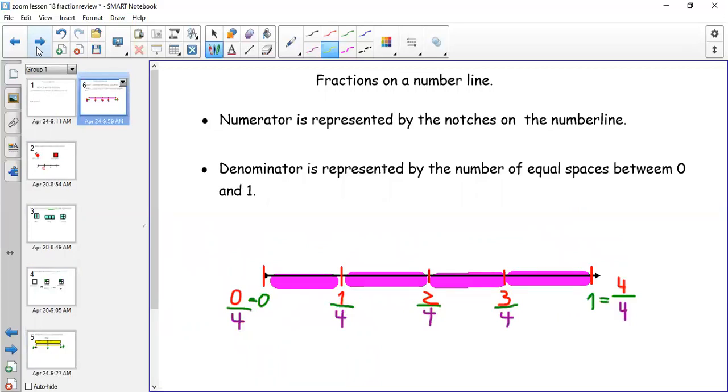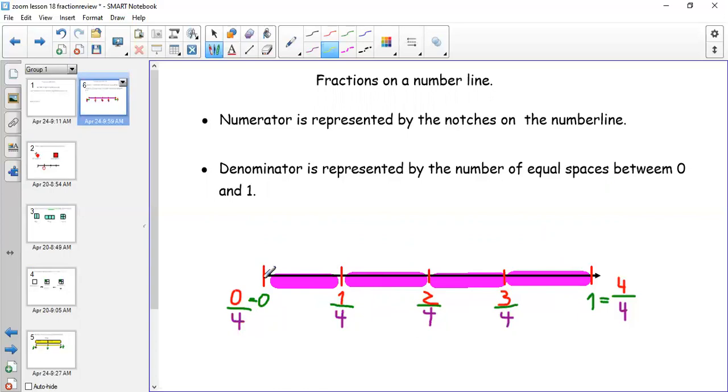We also stated that when you place fractions on a number line, there are some things that can help you. The numerator is represented by the notches on the number line, and the denominator is represented by the number of equal spaces between 0 and 1. For example, below I have a number line partitioned into 4 equal parts. Notice that the highlighted spaces, which are purple, represent the denominator. And if we see 4 equal spaces between 0 and 1, we know that that is showing fourths. So our denominator will be 4. Notice the notches are in red, and the notches tell us the numerator.